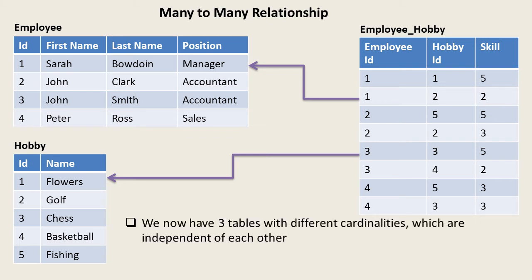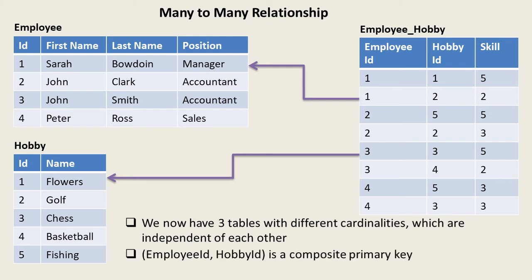So now we have three tables, and all three tables have different cardinalities, and all tables are totally independent of each other. So each table can have any number of records, and they are not actually tied to each other by how many records they have. And this is very flexible, very convenient, because anybody can have any number of hobbies or not have any hobbies at all, and the same is true for the opposite side of the table.